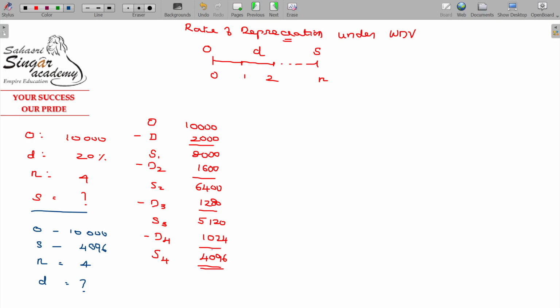Now listen, for this calculation we can simply use this formula. Rate of depreciation is equal to 1 minus nth root of scrap by original value. 1 minus scrap 4,096 divided by original value 10,000, life being 4, so I take the 4th root, is equal to 1 minus 4th root of 0.4096.